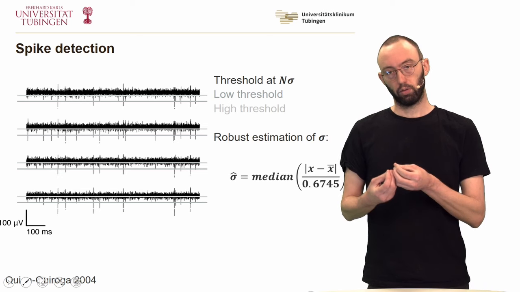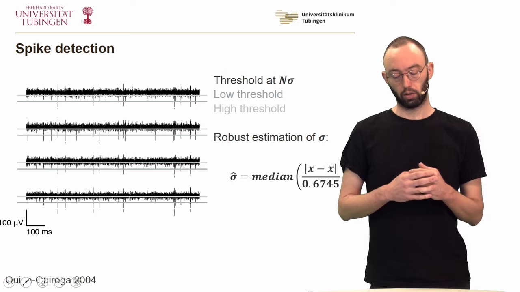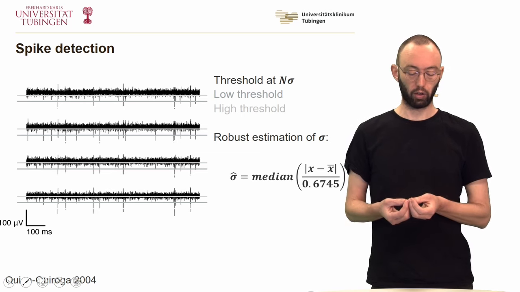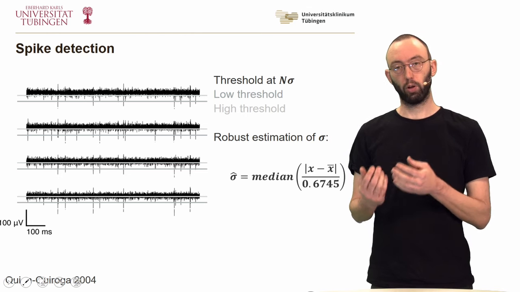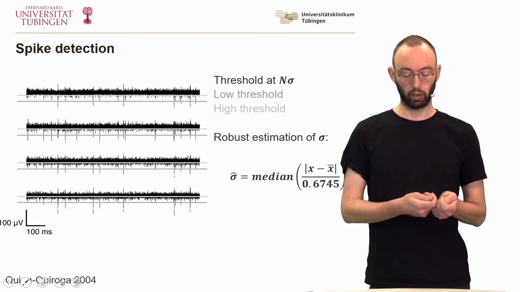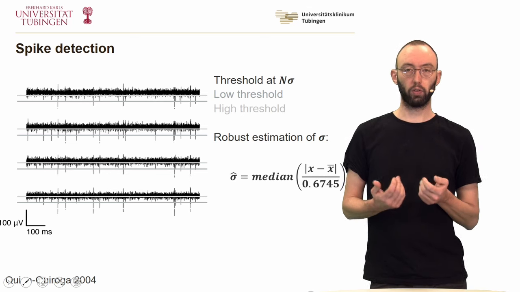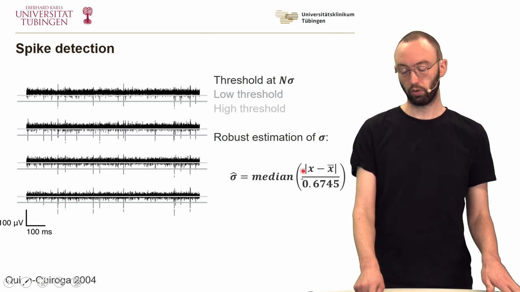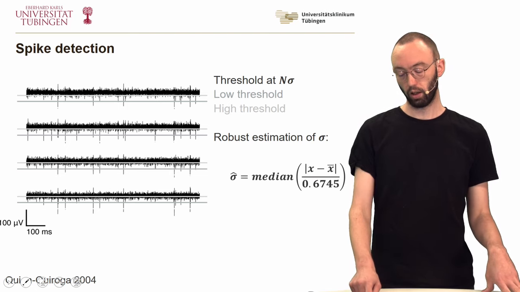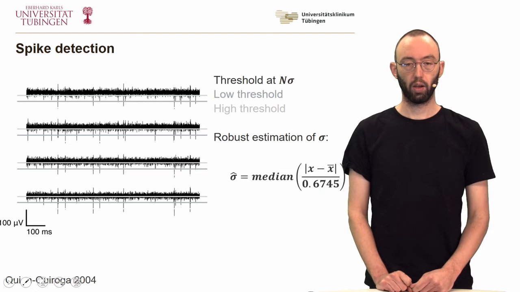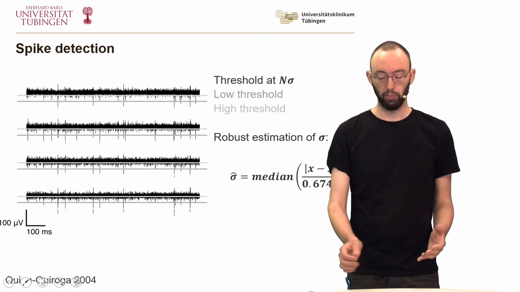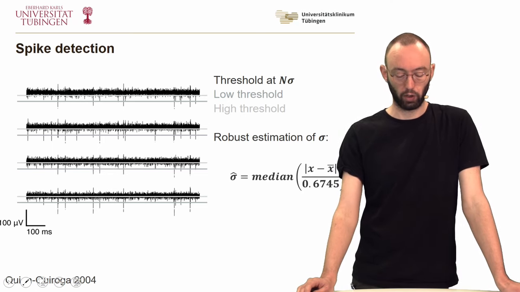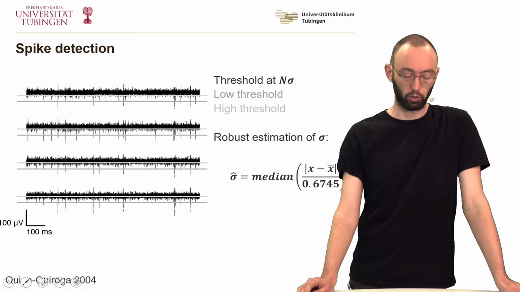But to be able to put that threshold in a well-defined manner, it's important to get a robust estimate of the standard deviation, because if you have a lot of spikes, this will bias your estimate of the standard deviation. So what we use as a robust estimate is written down here. We take the median of the absolute deviation from the median and divide by 0.645. Now, this sounds like a rather magic number, but you can actually show that this provides a robust estimate of the standard deviation if the data in fact is Gaussian.